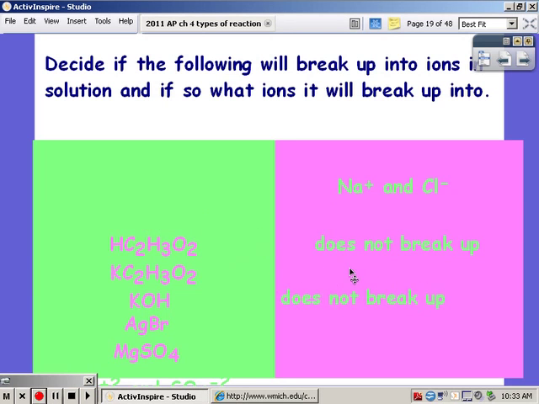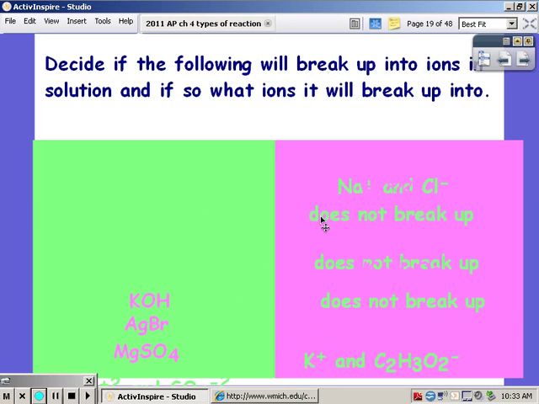Magnesium hydroxide does not break up because it's a weak base. Acetic acid does not break up because it's a weak acid. Potassium acetate breaks up because it's a salt that has group 1A and it has acetate, which all break up. Potassium hydroxide is a base. It's a strong base, meaning it breaks up.